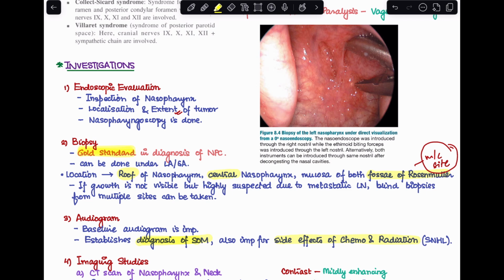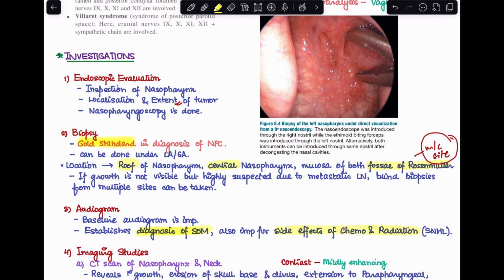We'll talk about the treatment in a little bit, but the mainstay of treatment in nasopharyngeal carcinoma is radiotherapy, along with chemotherapy at times. So, establishing a baseline audiogram is very important. Next, let's move on to the imaging.